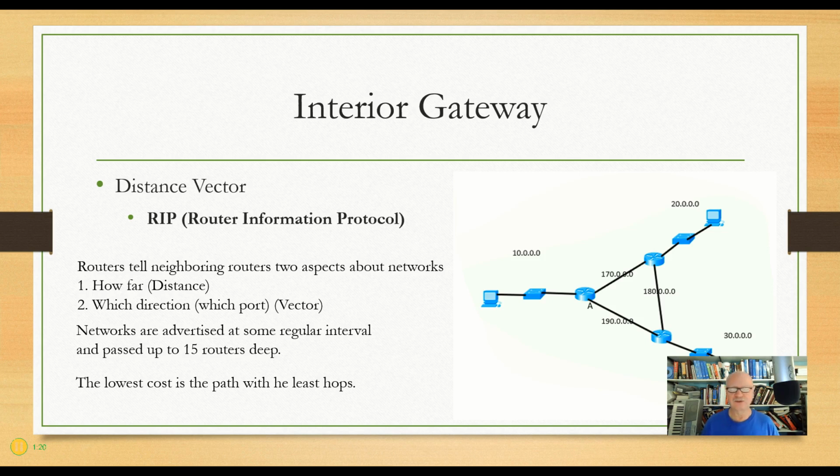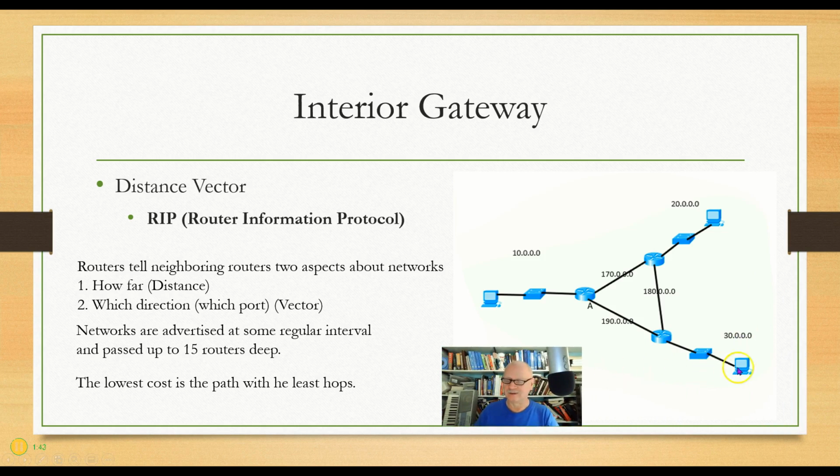But in the case of distance vector protocols, routers share information with each other about networks that they are connected to, and they give two pieces of information. One is how far, and the other is which direction or what port. That's the distance and the vector. So let's take this example.